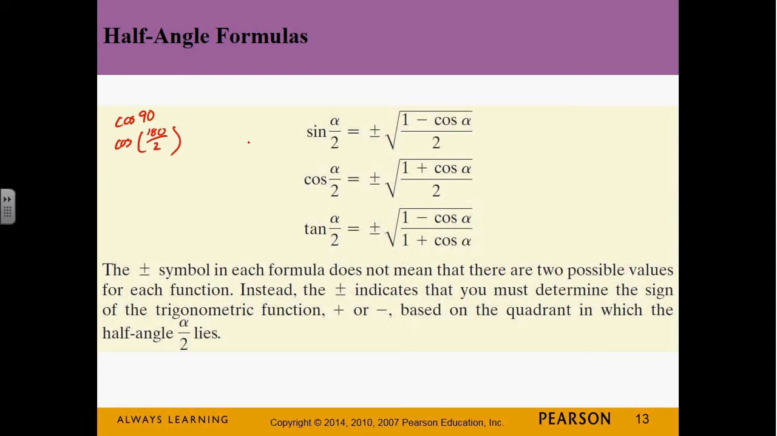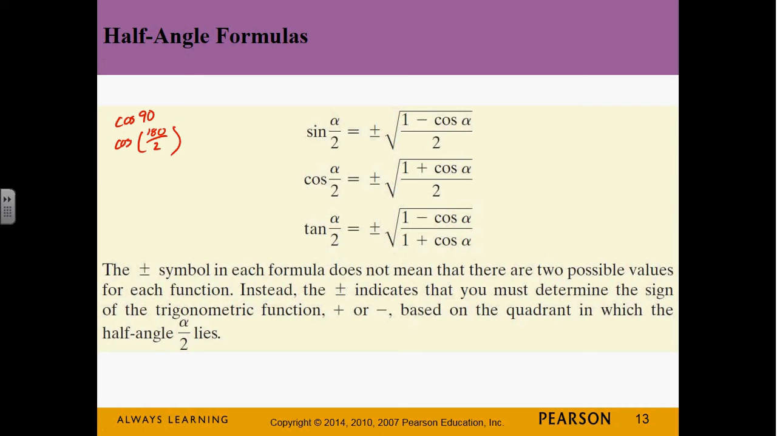So the formula for sine of alpha over 2 is equal to plus or minus the square root of 1 minus cosine alpha over 2. Notice it's got that plus or minus. That plus or minus doesn't mean there are two solutions. What it means is it's going to vary depending on what quadrant we're in. We always know that cosine, sine, and tangent are only positive in specific quadrants. So if our theta over 2 is in quadrant 2, we know that it's going to be the positive version because sine is always positive in the second quadrant. If theta over 2 is in quadrant 3, then we know it's going to be the negative version.